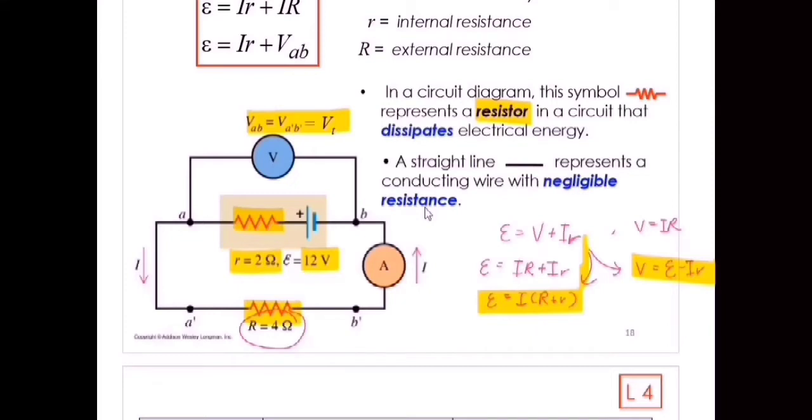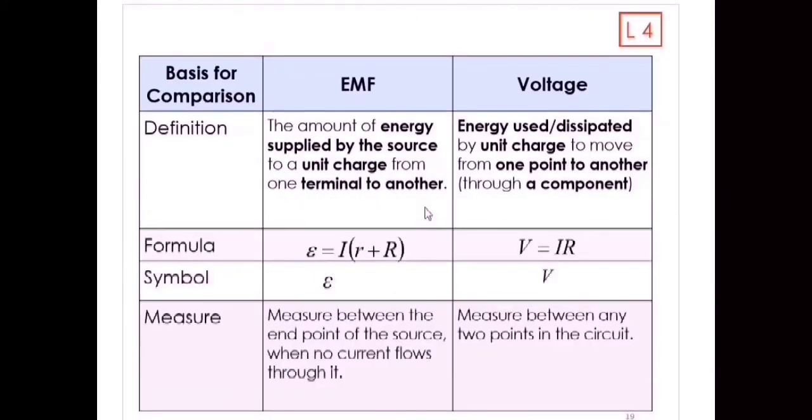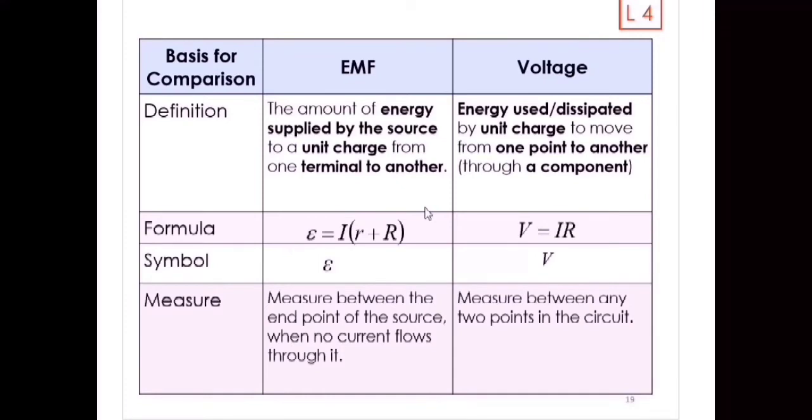So this resistor dissipates or consumes electrical energy, and we assume the conducting wire has negligible resistance, that is, it does not have any resistance. Now we compare the difference between EMF and voltage. EMF is the amount of energy supplied by a source. EMF is always a source which produces electrical energy, from any kind of energy. For a battery, it is from chemical energy to electrical energy. So EMF is the energy supplied by the force to a unit charge.